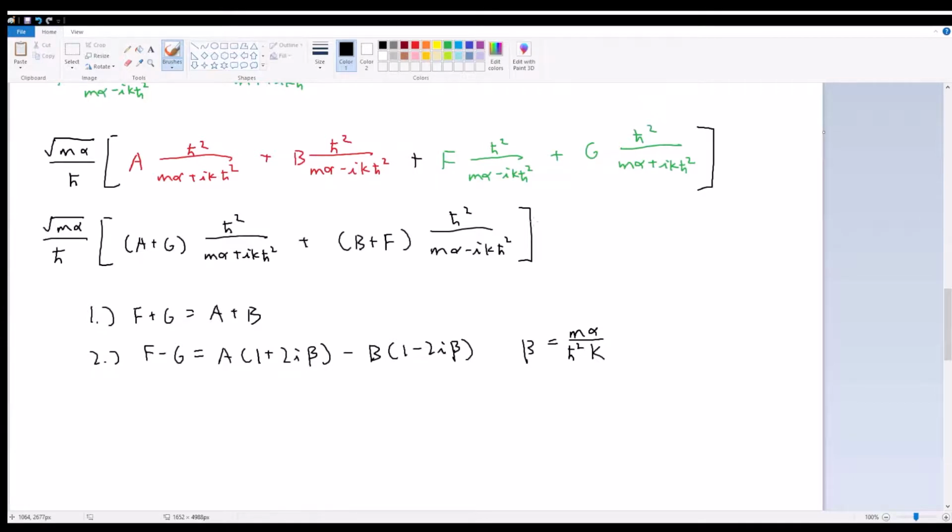So from first glance, this doesn't really seem to help us that much, but we can massage our equation to get something more in the form of f plus g and a plus b by combining these terms. So immediately, the first thing I'm going to do is distribute out the h bar squared.